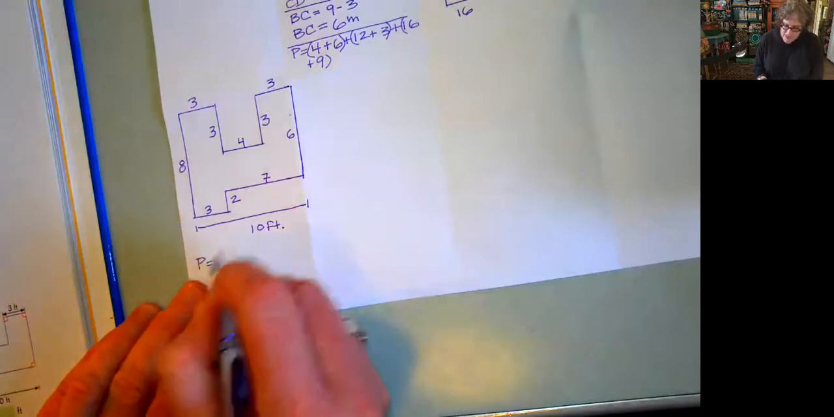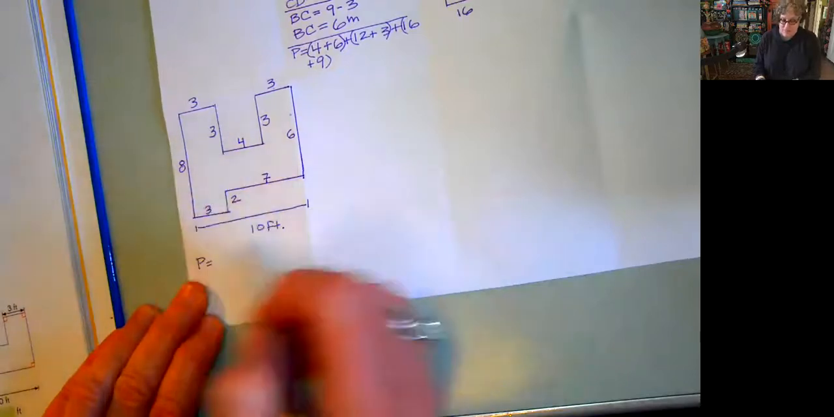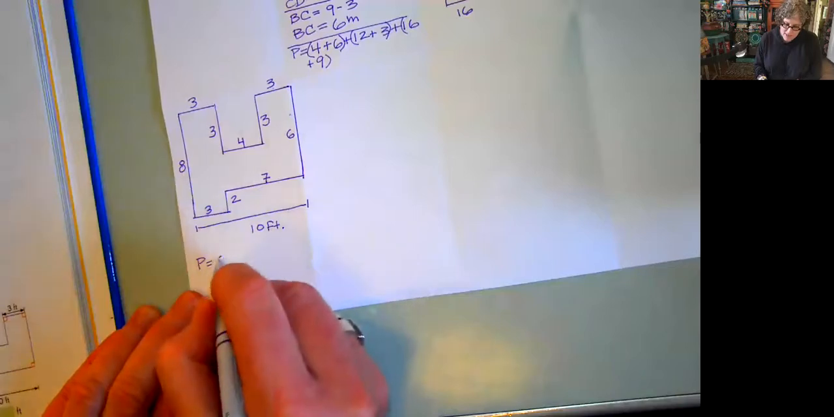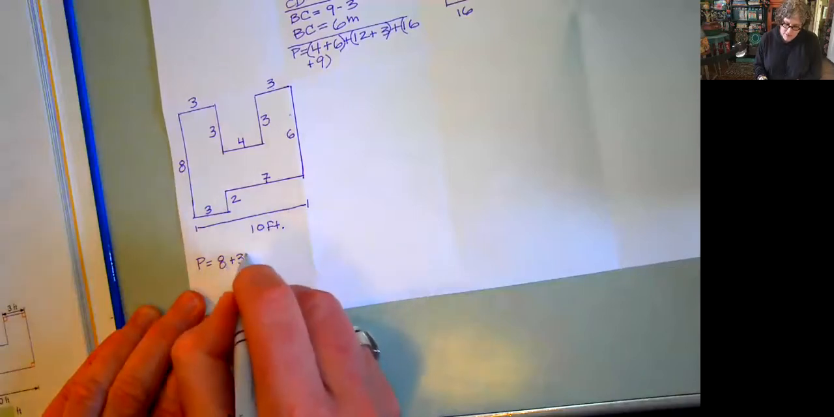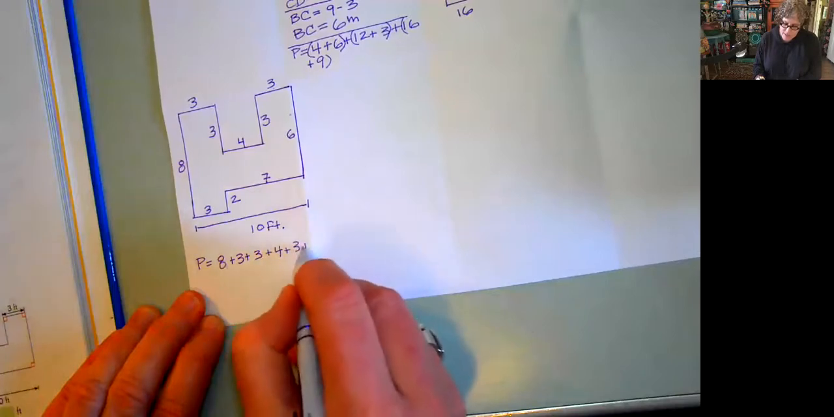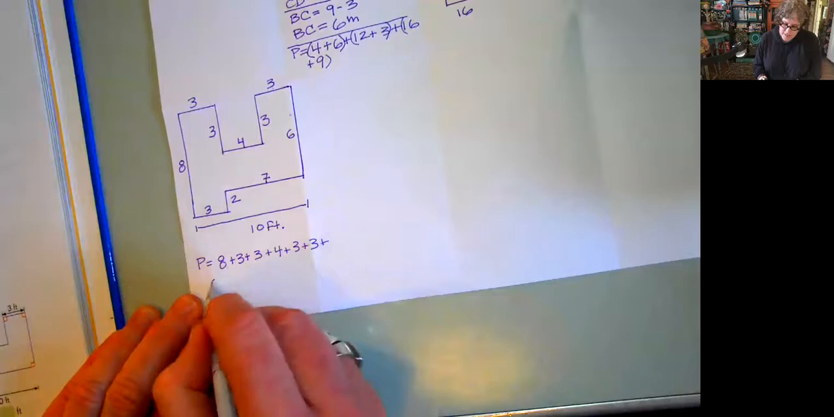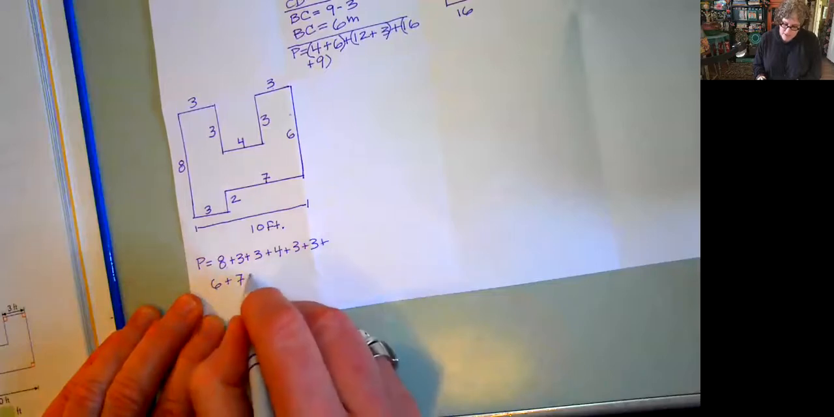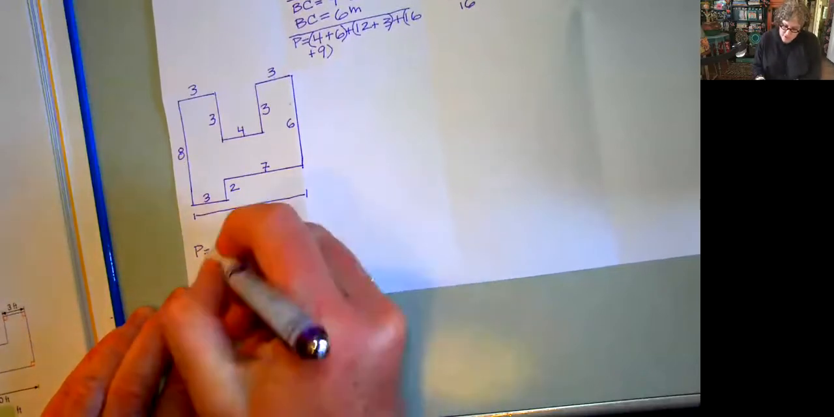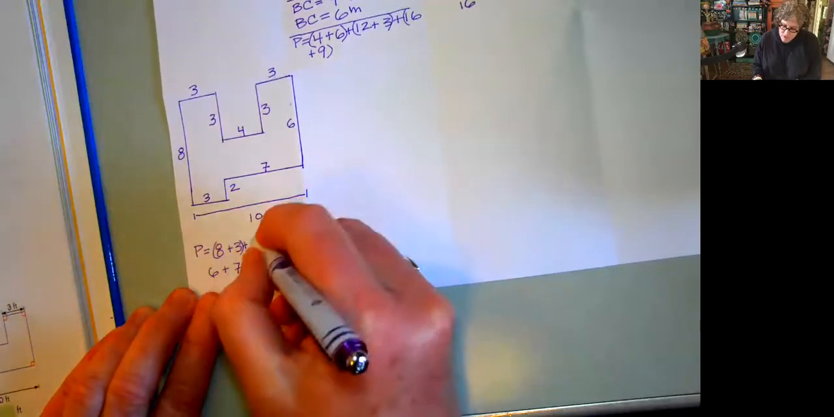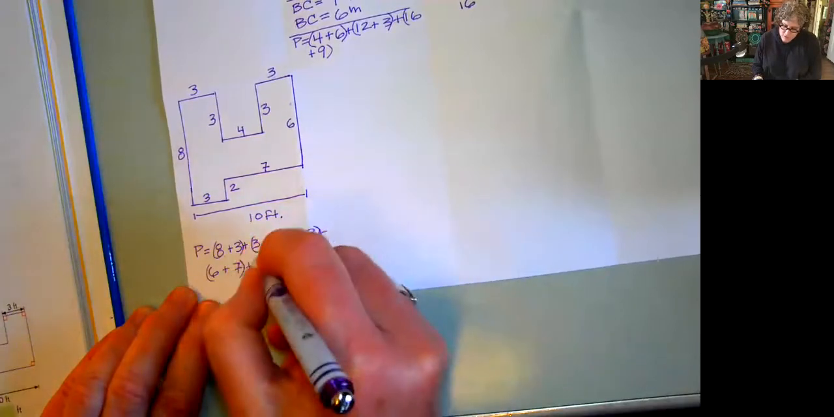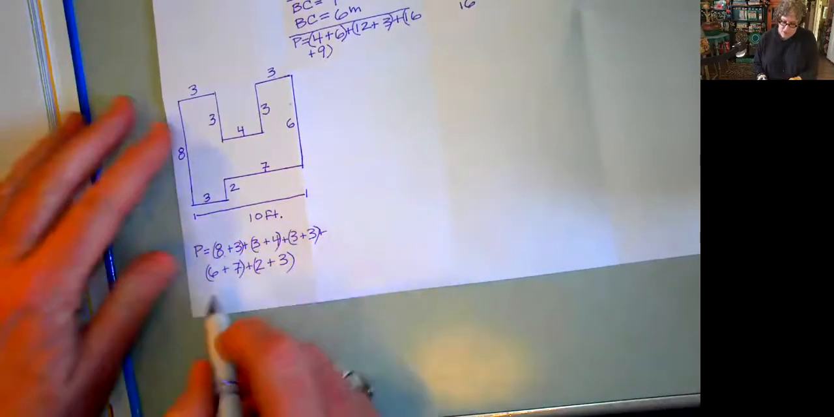Perimeter equals, and I'm going to start right here. I don't want to double up on any of them. So I'm going to start over here at 8. 8 plus 3 plus 3 plus 4 plus 3 plus 3 plus 6 plus 7 plus 2 plus 3. Okay, and let's chunk these. Chunk, chunk, chunk, chunk, chunk. And then let's solve the chunks.